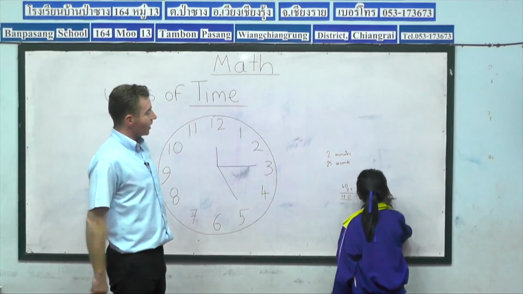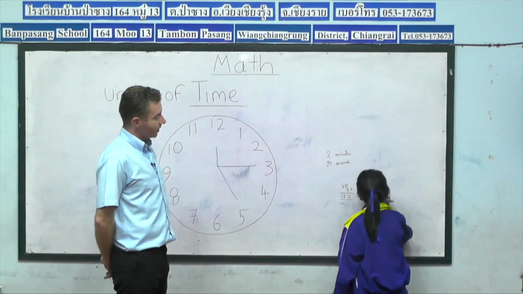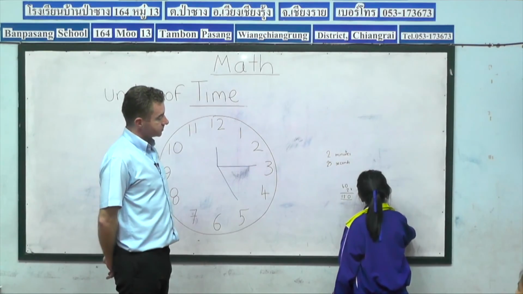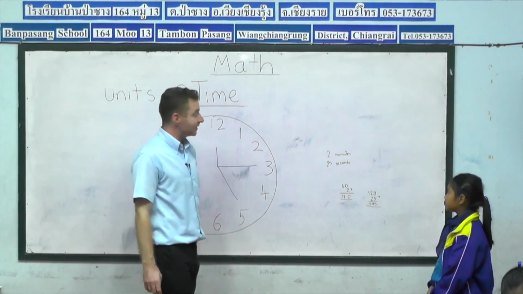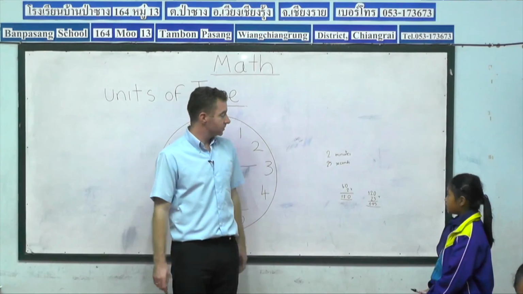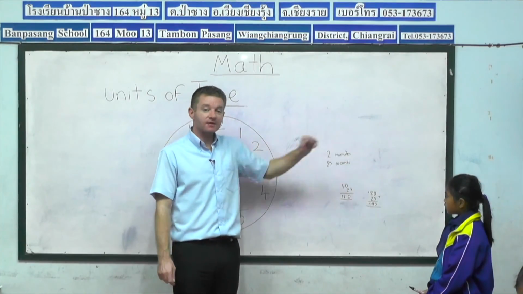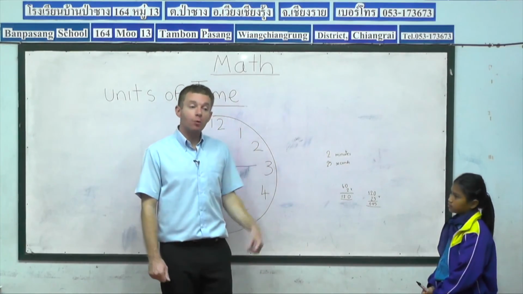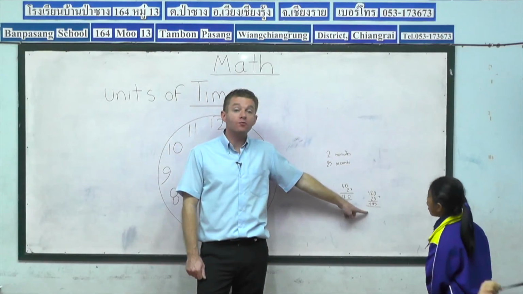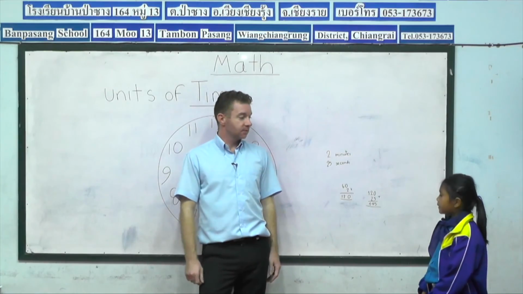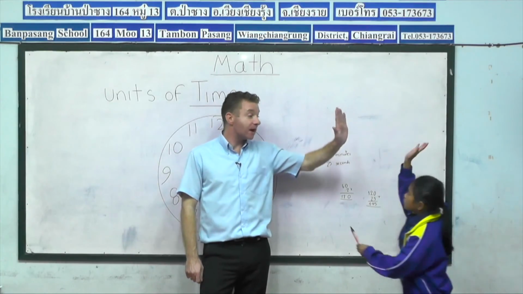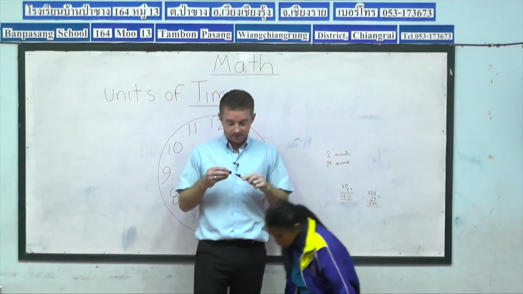So 120 plus 25 equals 145. Excellent, Pak Bung. So we can say together 2 minutes, 25 seconds equals 145 seconds. Pak Bung, that was brilliant. Big round of applause for Pak Bung, please, guys.